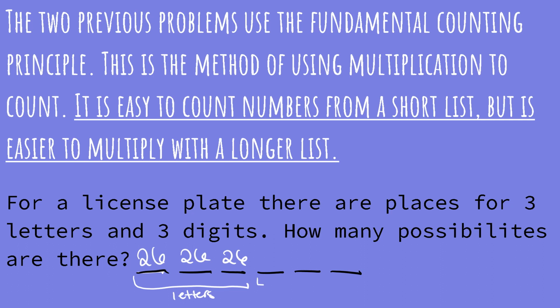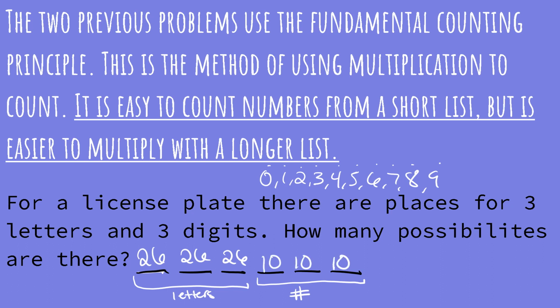All right, and then the last 3 spots are the number spots. Obviously it's going to be 1-digit numbers because it's 1 spot. So it's any number from 0 to 9, which is 10 different options, right? 0, 1, 2, 3, 4, 5, 6, 7, 8, 9. That's 1, 2, 3, 4, 5, 6, 7, 8, 9, 10 different options. So we have 10 different options for the number spots.